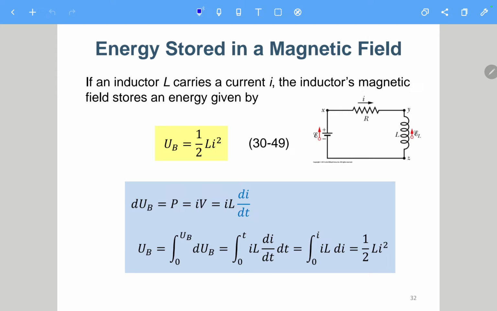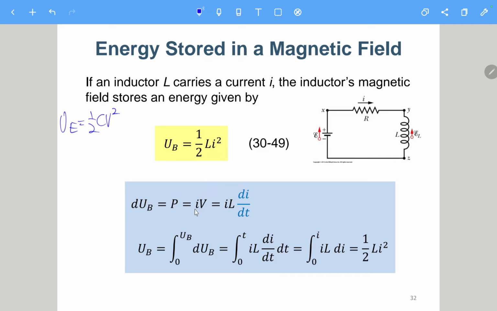So next we will talk about the energy stored in a magnetic field. In chapter 25 we already know the energy stored in an electric field. At that time, if you still remember, UE is 1/2 CV squared. Now it is 1/2 L i squared.